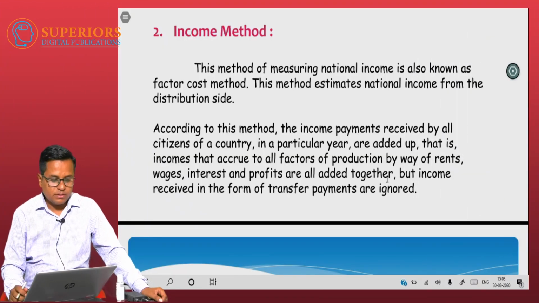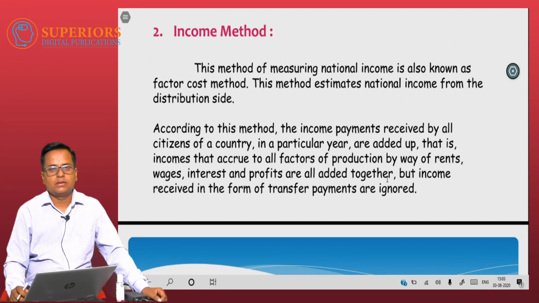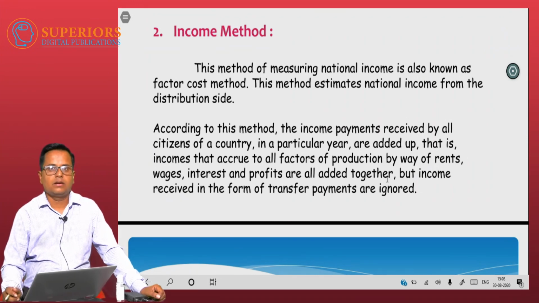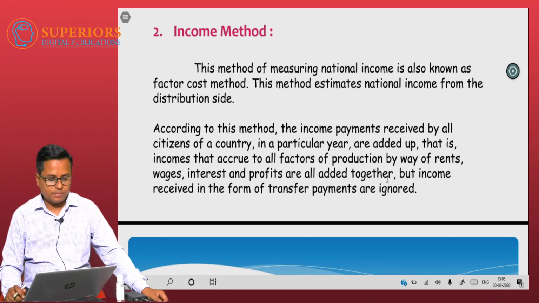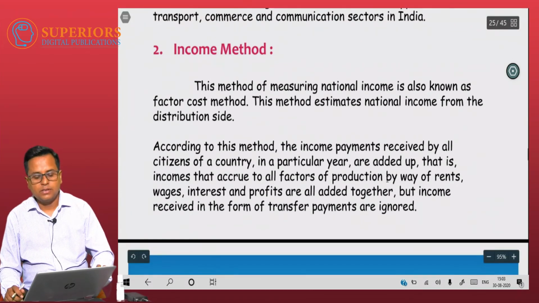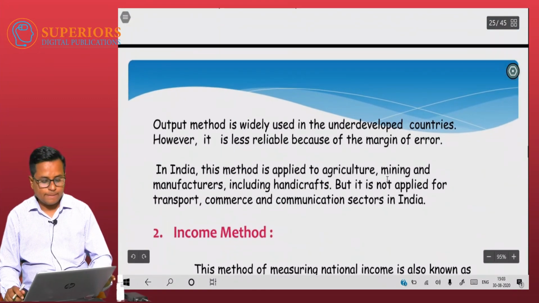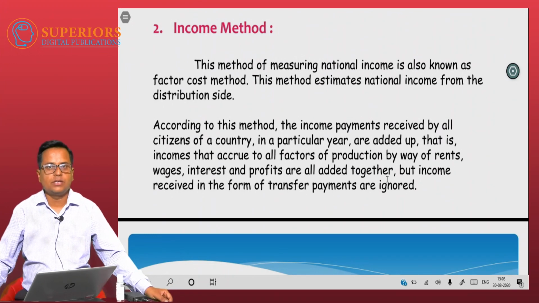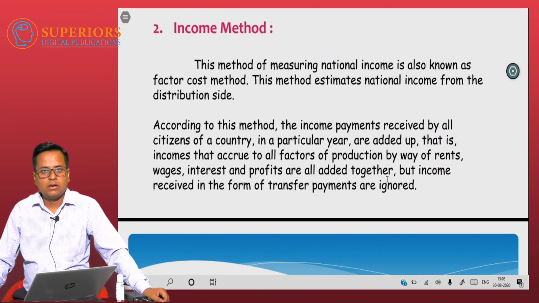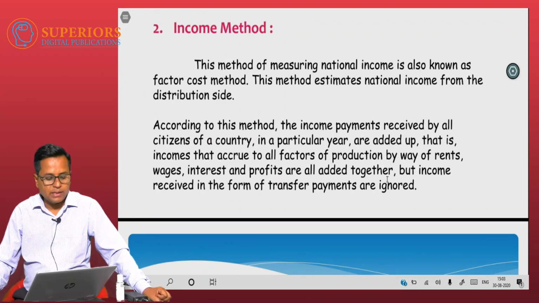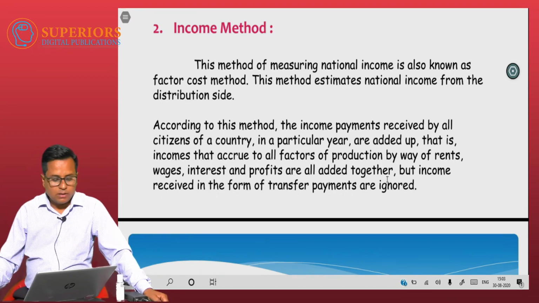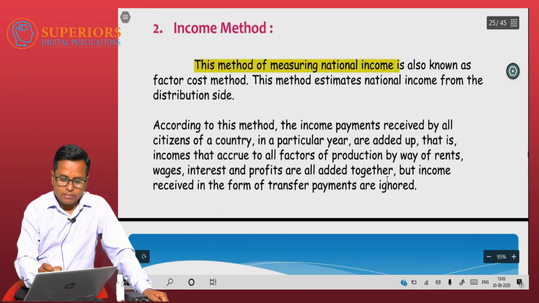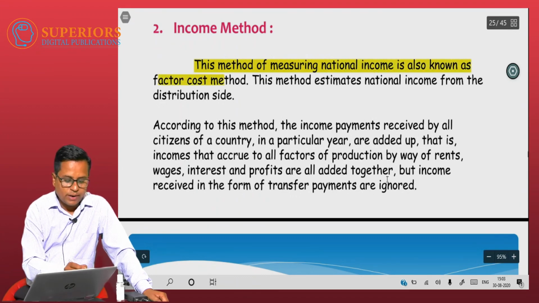Hello friends, in our last session we saw how national income is measured with the help of the output method. Now in this session we are going to see how national income is measured by the income method. This method of measuring national income is also known as the factor cost method.